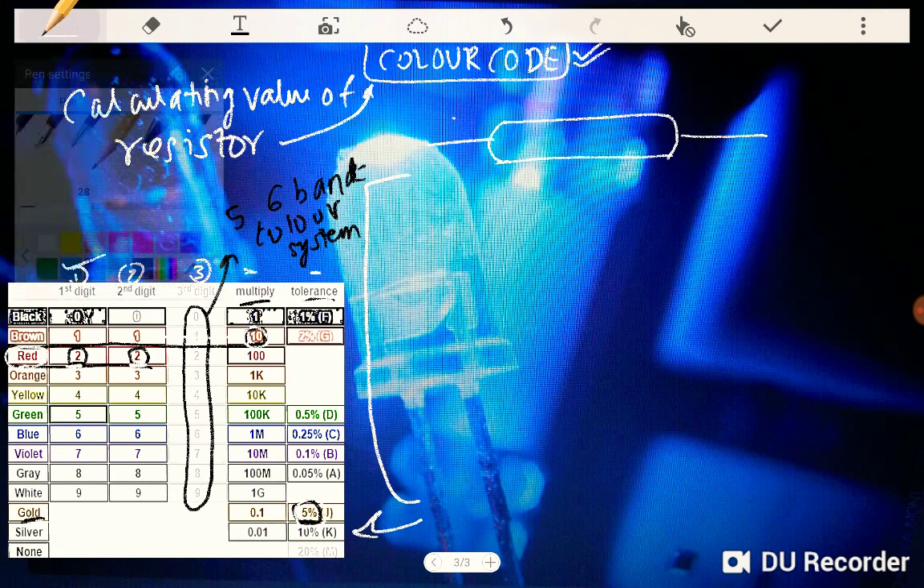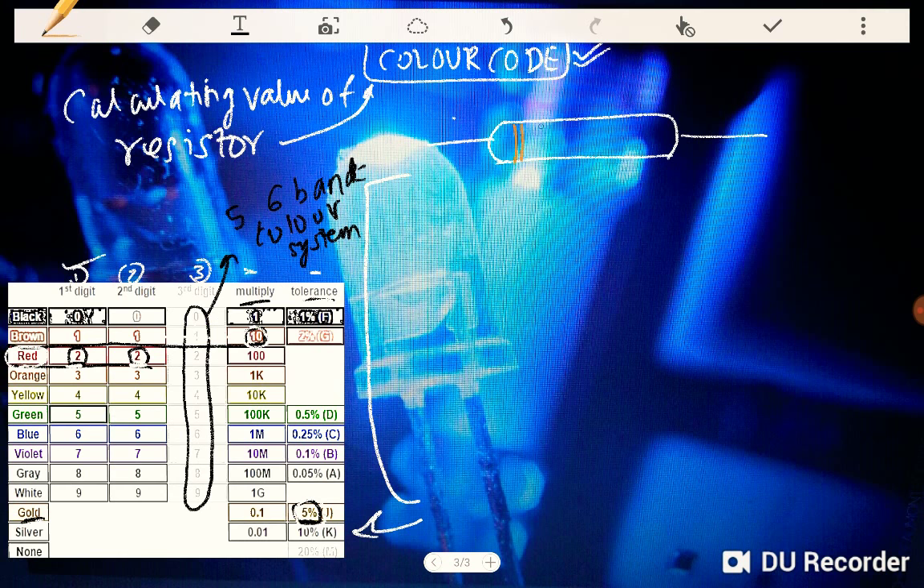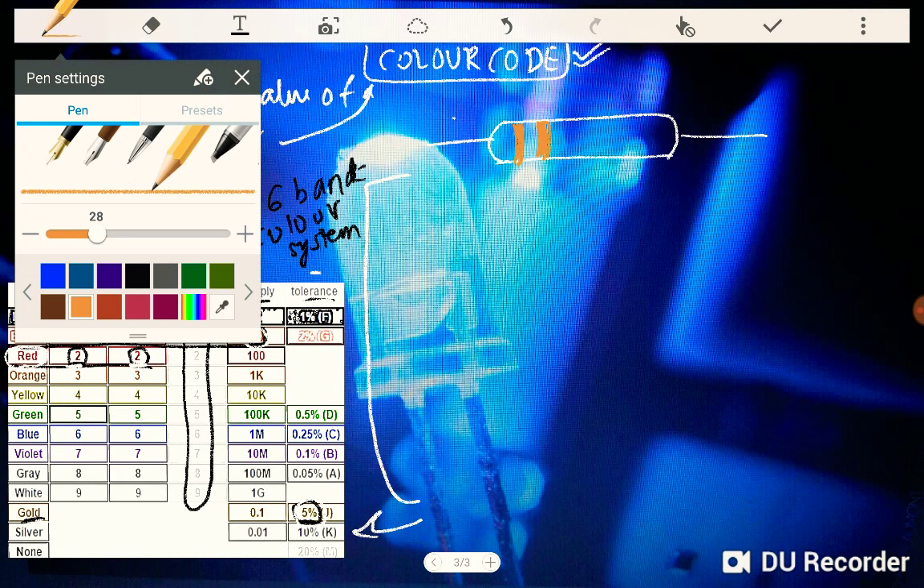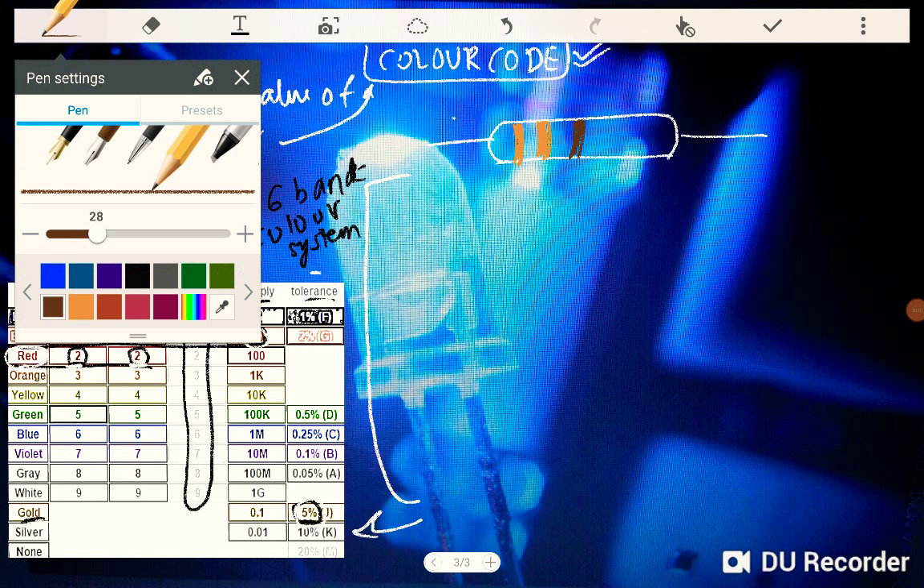Alright, so now I will fill in the colors. Now I will take orange. Where is the orange? Alright, here is the orange. I will draw orange, 2 bands of orange. Alright, so I'm filling this here, the oranges, and we are going to fill each of the resistor color bands with a single color. Here I will fill it with the brown color. And now in the end I will fill it with the golden color. Here we go, the golden.